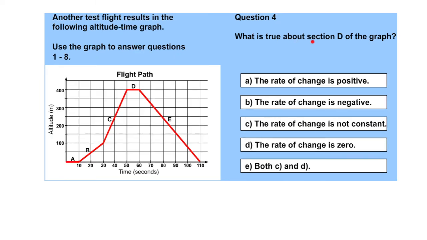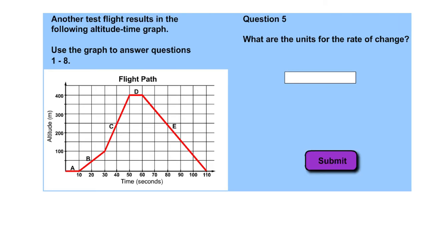Same graph. What is true about section D? So we're looking here. The rate of change is positive? Nope. The rate of change is negative? Nope. The rate of change is not constant? Well, it is constant because it's a straight line. The rate of change is zero? Yes. Both B and C, or sorry, C and D, no. Only D is true.